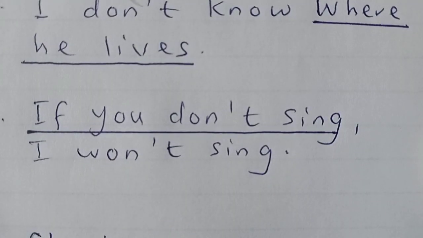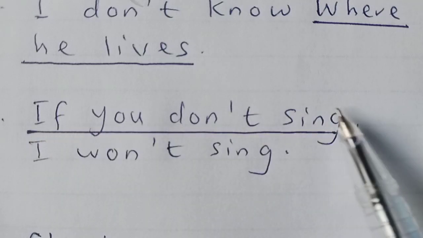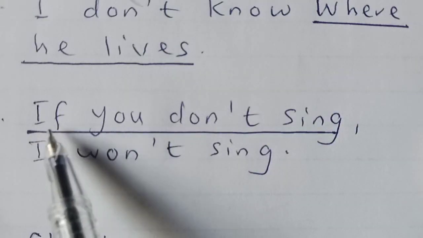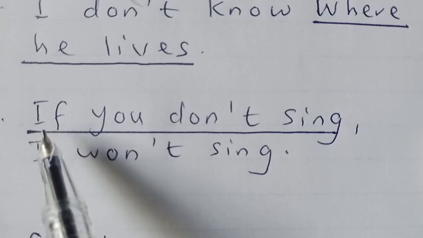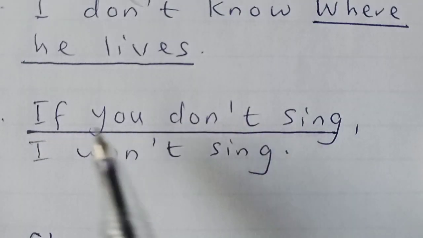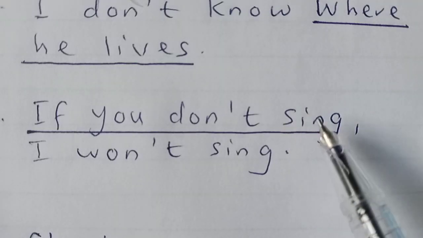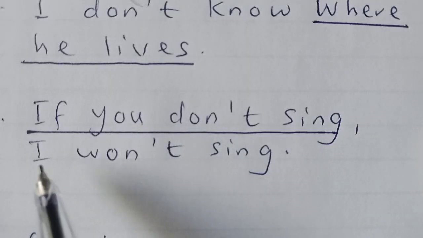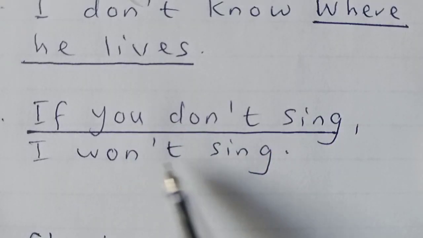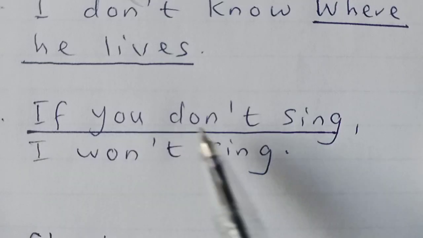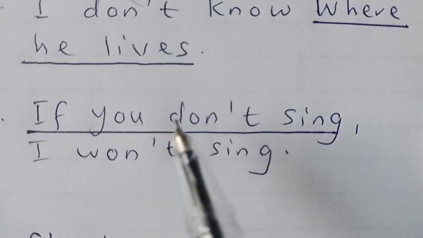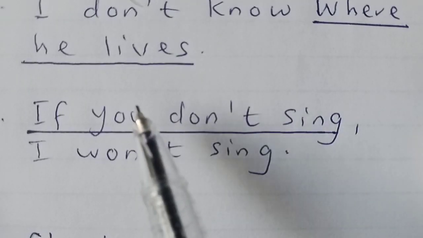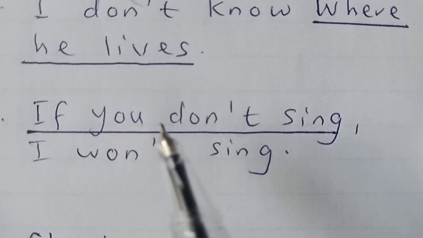If you don't sing, I won't sing. Similarly, the dependent clause is underlined, introduced by the subordinating conjunction if. Yes, it's a clause because it has a finite verb agreeing with the subject you. I won't sing is the independent or main clause, but if you don't sing is the dependent or subordinate clause. You have to use this with the independent clause to complete the sentence.